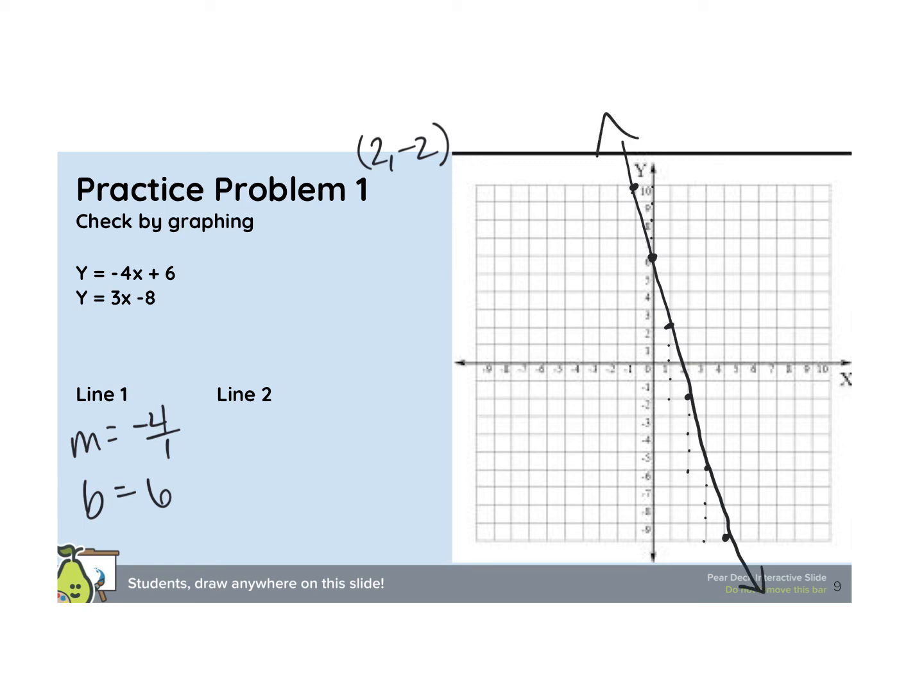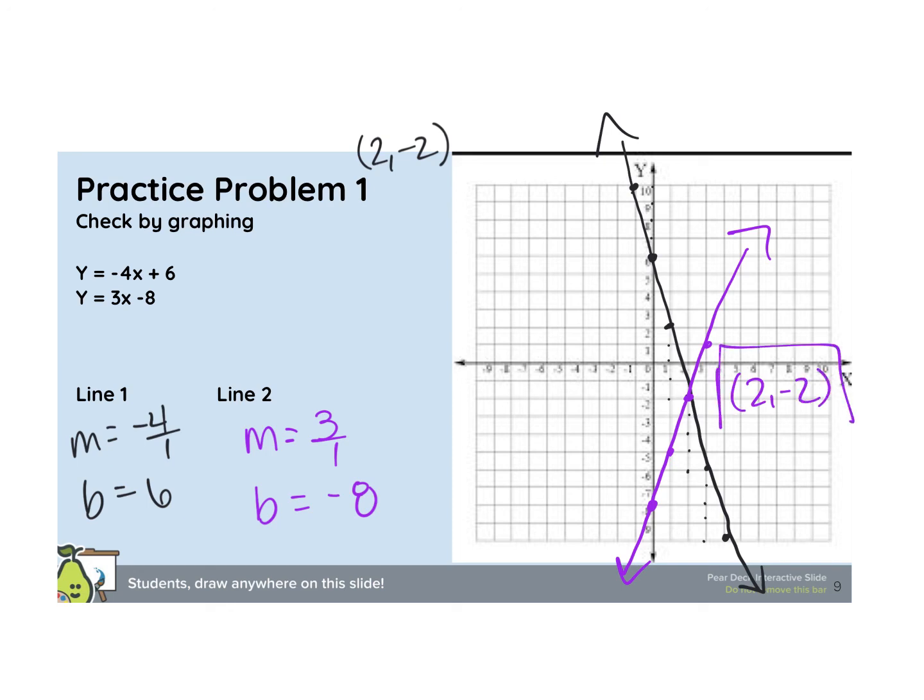All right. Switch colors. I'm going to graph the second line. The slope is 3 over 1. The y-intercept is negative 8. So negative 8. We're going to go up 1, 2, 3, right 1. Up 1, 2, 3, right 1. That's where they cross. I can stop adding points. And they cross at the point 2, negative 2. So we were correct. We can box our answer. We are done.